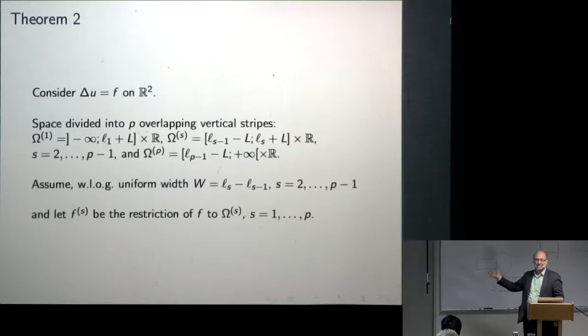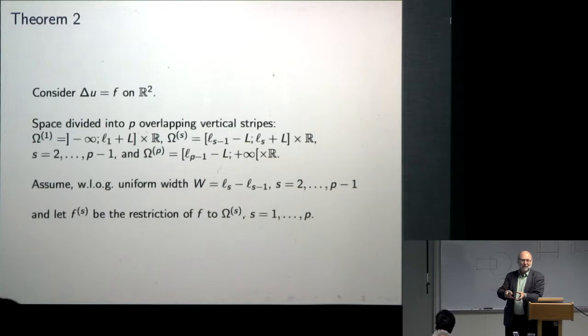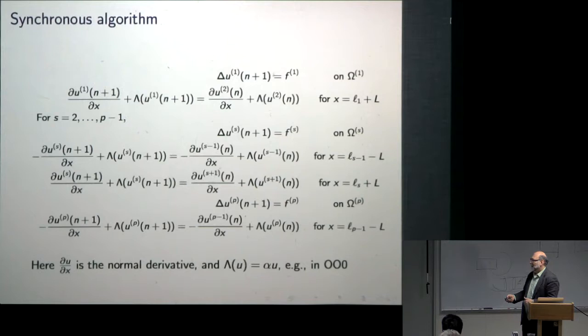Okay? So I'm going to solve local problems. I'm going to restrict my f to my local subdomain, and I'm going to solve Laplacian u equals f_s in Omega_s. This is the same thing as we did before, but now in detail. On the first subdomain, which is the leftmost, I solve the local problem, and I have these Robin type boundary conditions. Remember, these are vertical boundaries, so the normal is the same as the x direction. So this is the normal derivative plus alpha u, say, in the simplest case.